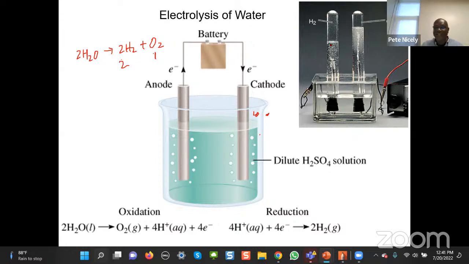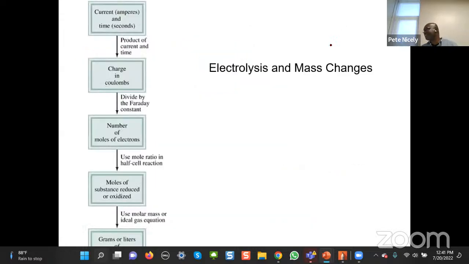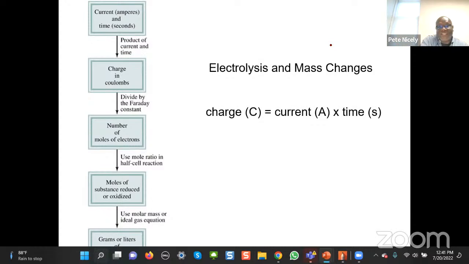Okay, now we're going to look at some more quantitative aspects of electrolysis here, right? And the first thing I want to define here is what is known as the charge, right? We can actually calculate the charge based on the amount of current that is passing a particular point in a circuit over a period of time. And this is the relationship between the charge, the current, and the time. The charge is equal to the current multiplied by the time, where the current is expressed in amperes and the time is expressed in seconds, right? If the current is in amperes and the time is in seconds, then the charge is expressed in coulombs.